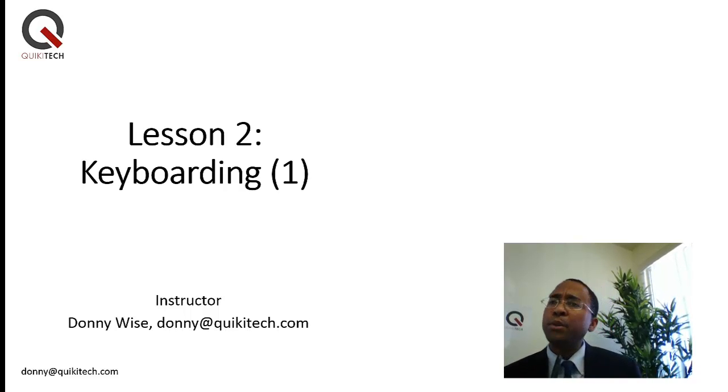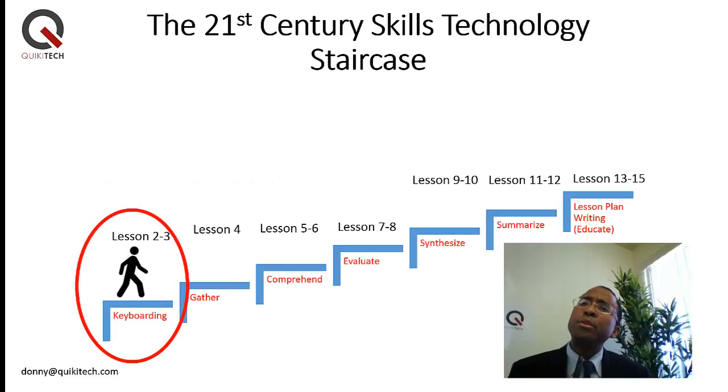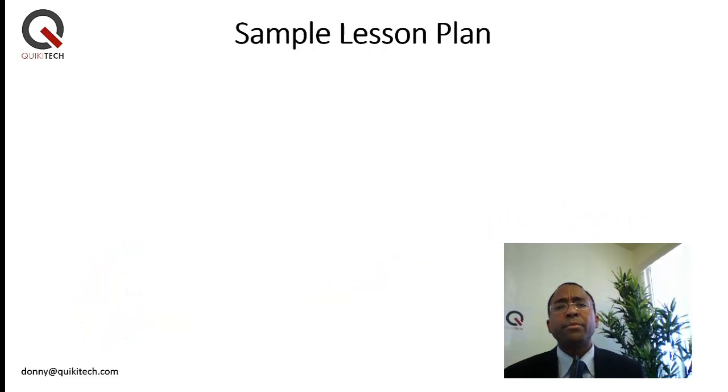I hope you enjoyed the very first overview lesson, which introduced the graphical representation of the 21st century skills technology staircase. Where are we in this progression? We're on the first step, and that is keyboarding. I've circled it here on the bottom left, and in all of the lessons I will anchor us on where we are in this progression. So consider this graphical map as our guide, our roadmap in the progression of learning how to introduce technology into the classroom.